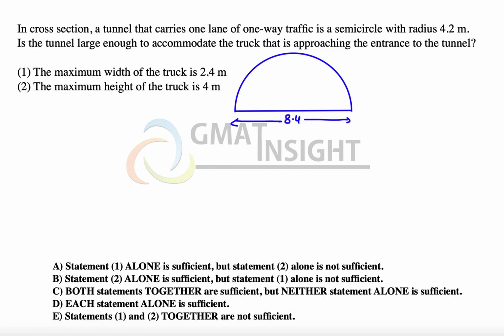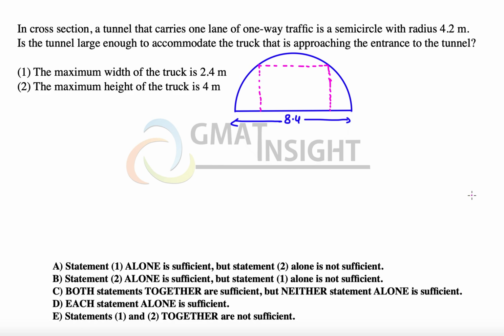So when we see a truck passing through it, the truck will look somewhat like this. This is one hypothetical situation. The size of the truck depends on the width of the truck and the height of the truck. These two things are related, so we need to know both to be sure whether the truck may pass through this particular tunnel or not.